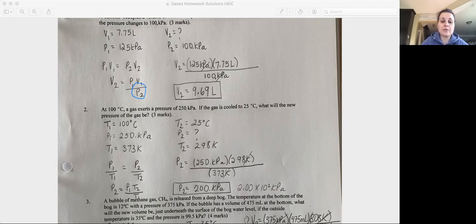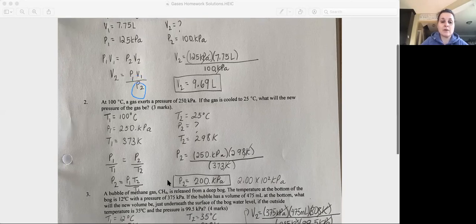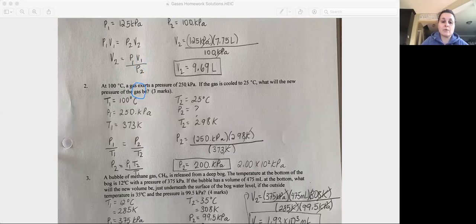Okay, so again, I have to figure out what it is that I want to find, and that's what I'm going to isolate. So I'm looking for P2, so here's P2. The T2 is being divided. I need to get rid of this T2, so if it's being divided, to get it to the other side, I'm going to multiply it up. So P1 times T2 over T1.